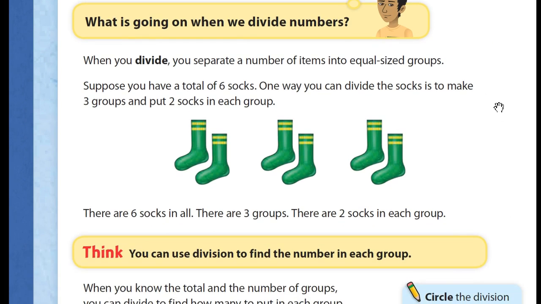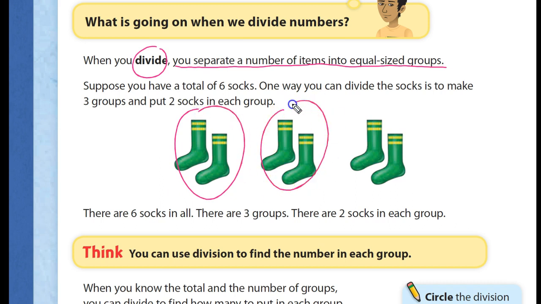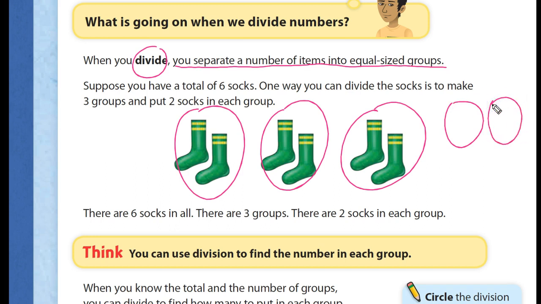Well, let's see. It says when you divide, you separate a number of items into equal sized groups. So an example right here they have says, suppose you have a total of 6 socks, right? One way you could divide the socks is to make 3 groups and put 2 socks in each one. So they basically just made 3 groups and then put 2 socks in each one. Or we can make 2 groups and put how many socks in each one? 3. 1, 2, 3. 1, 2, 3.